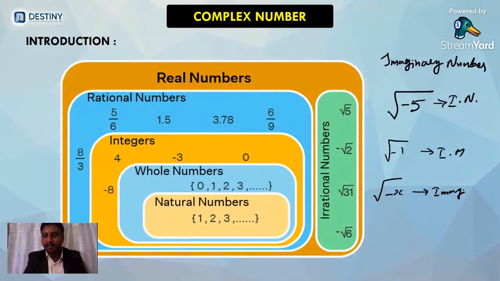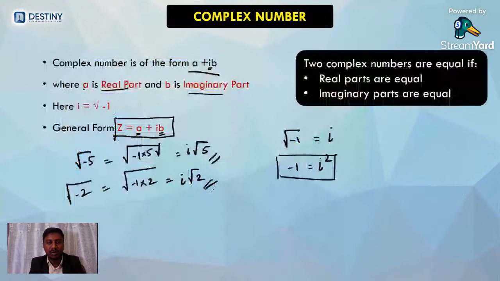Imaginary number. As I already told you, an imaginary number is nothing but a negative value inside the root. Root of a negative value is called an imaginary number, like minus root of -5, root of -1, root of -x. Likewise, if you take any negative number inside the root, that is called an imaginary number. Here, if I combine both imaginary and real numbers, that is called a complex number.